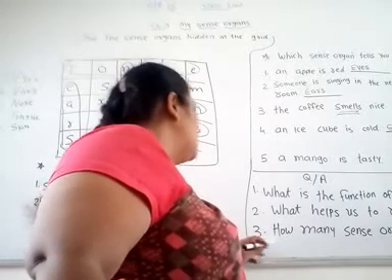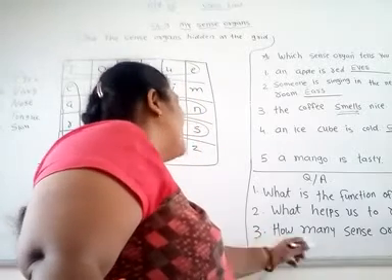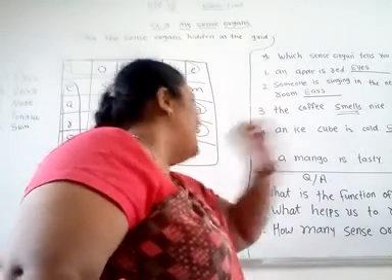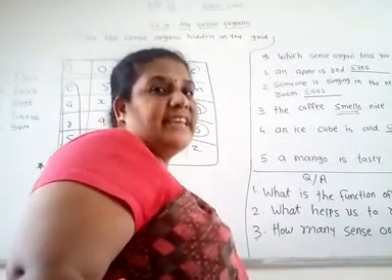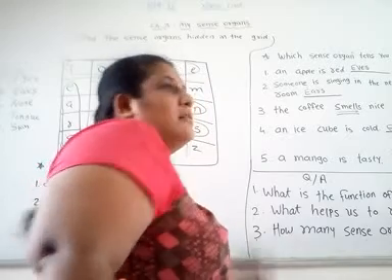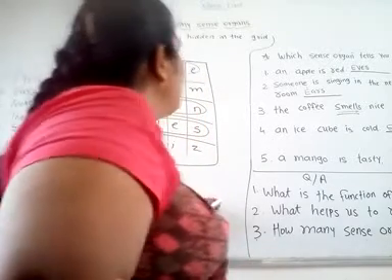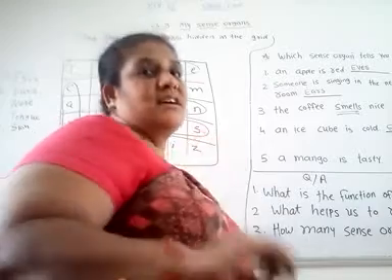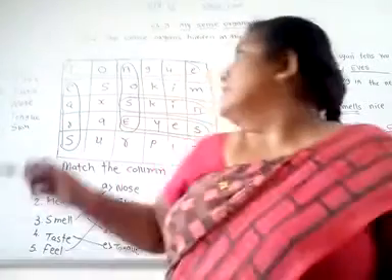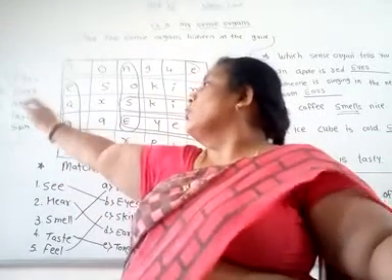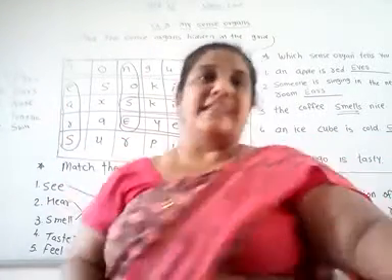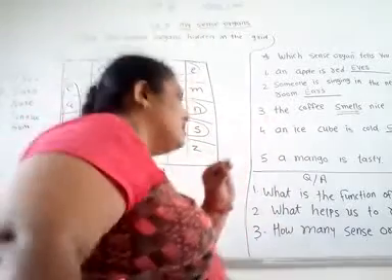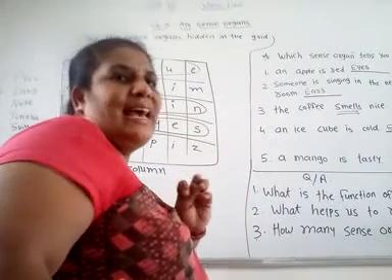Now third one question, how many sense organs do we have? As I said in our last before videos that we have 5 sense organs. Now also I repeat here, these are eyes, ears, nose, tongue and skin. So we have 5 sense organs. How many sense organs we have?